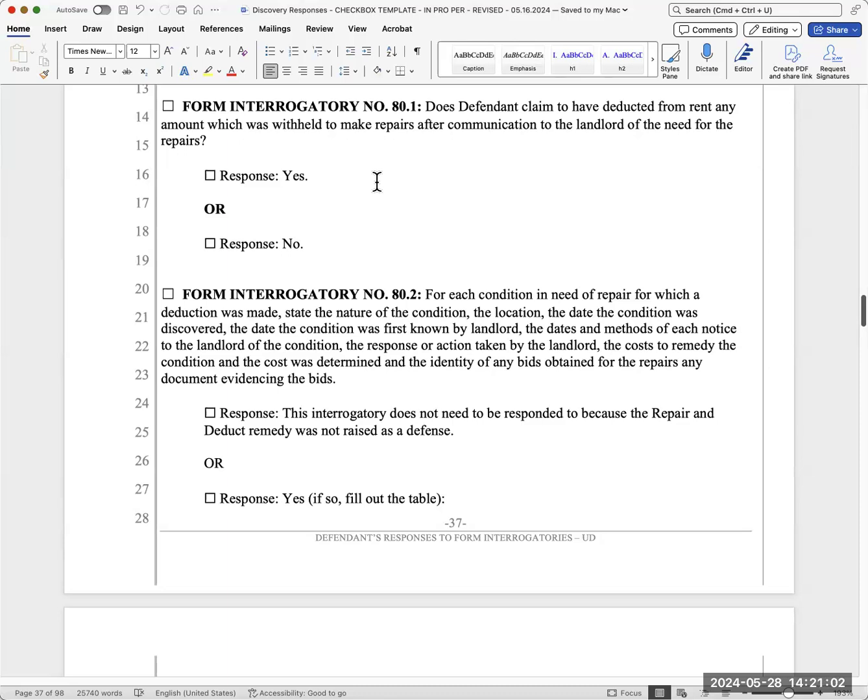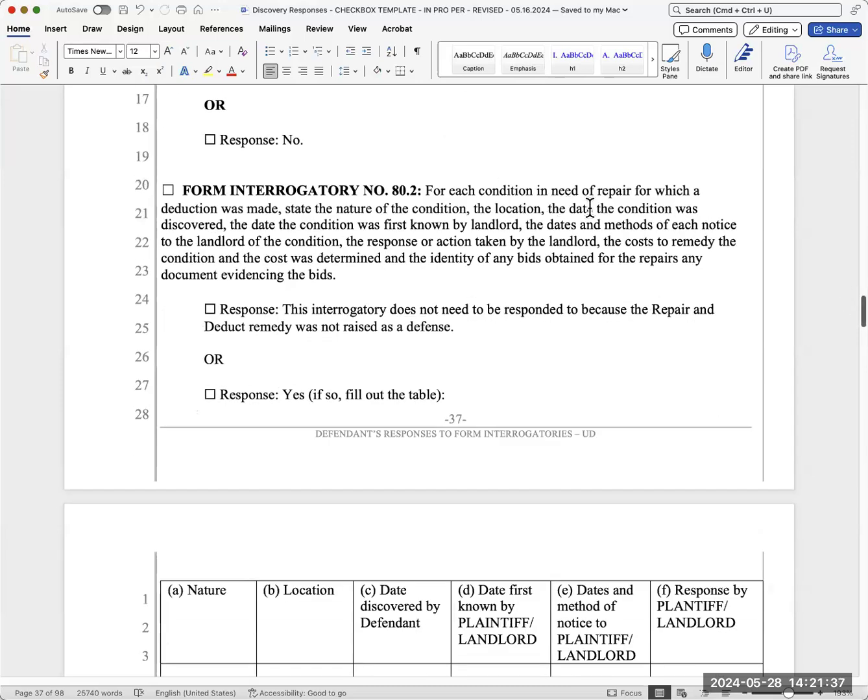If repair and deduct remedy did never apply to you in your tenancy, then you check no to this. And then for subsequent questions for 80, the interrogatory does not need to be responded to because repair and deduct remedy was not raised as a defense. Okay, so when you get to the subsequent questions and you answered no here, then consider that no here, meaning this doesn't apply for the subsequent questions. This one is asking, did it ever happen? Yes or no?